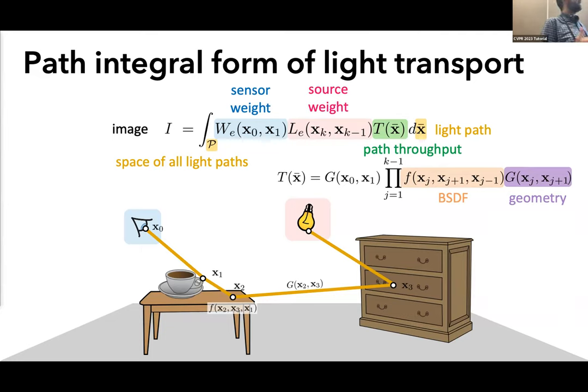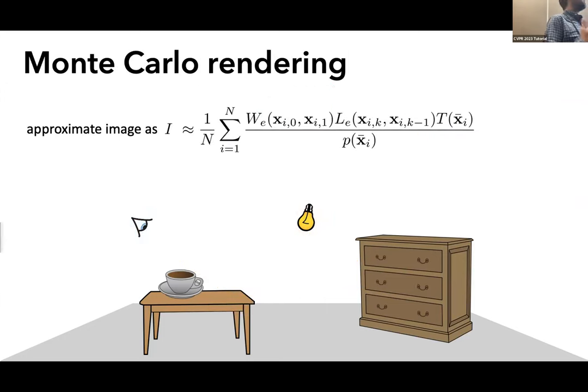Now, this is a nice mathematical model. How do we actually evaluate that in practice to simulate an image? We cannot enumerate all light paths. Nature can do that. Light travels super fast, but we don't have fast enough machines to do that. So how do we come up with something that's tractable, something that's computationally efficient? We use a type of algorithms called Monte Carlo rendering.